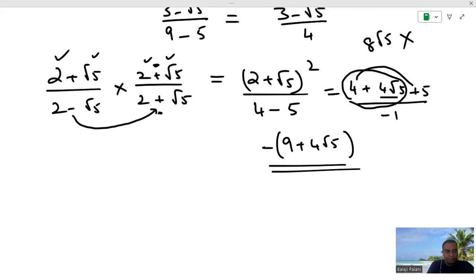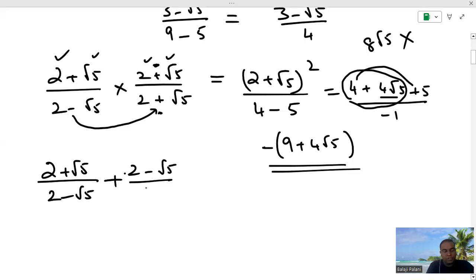So next one, let me take a similar question. 2 plus root 5 by 2 minus root 5 plus 2 minus root 5 by 2 plus root 5. Now you see the level of difficulty increases in one more pattern. Okay, let's treat this as two different questions within one question.